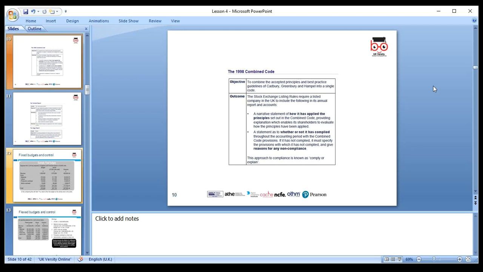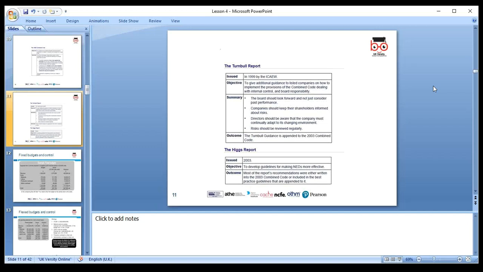So we need to make sure we line up all our activities and our strategies with what we really want to achieve. That's how we need to look at it as a company, as a well-governed company. Okay, next we have the Turnbull report, from another committee, and they issued a report in 1999.